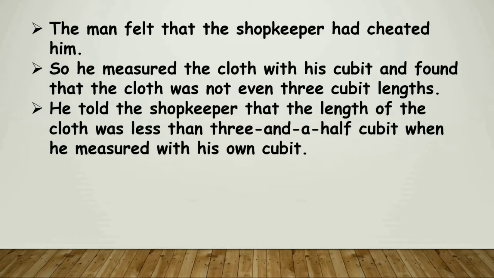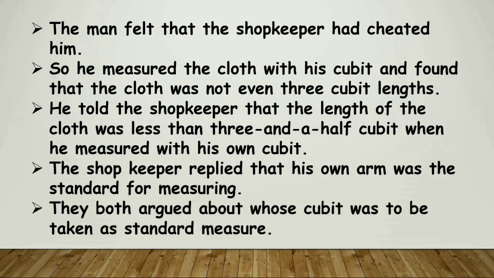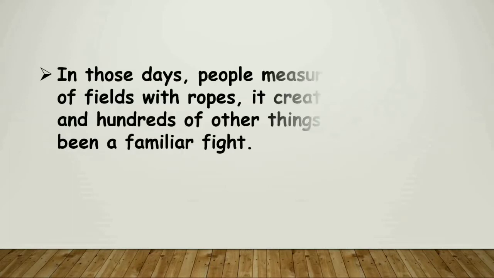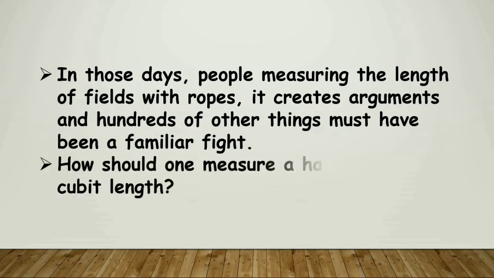He told the shopkeeper that the length of the cloth was less than the 3.5 cubit when he measured with his own cubit. The shopkeeper replied that his own arm was the standard for measuring. They both argued about whose cubit was to be taken as standard measure. Not only this, in those days people measured the lengths of fields with ropes, and it created arguments, and hundreds of other things must have been a familiar fight.